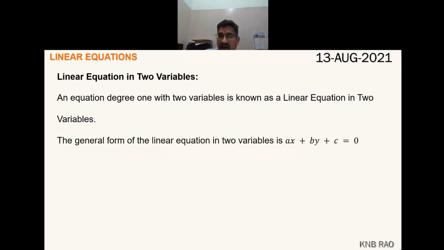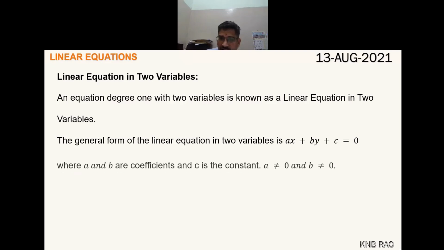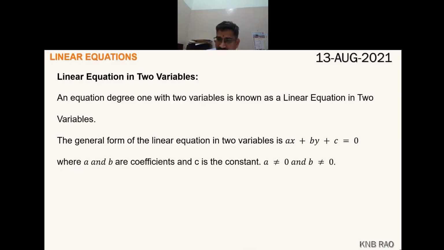The general form of a linear equation in two variables is ax plus by plus c equals 0. What are these a, b, c? A, b, c are real numbers. A is called the coefficient of the variable x, b is called the coefficient of the variable y, and c is called the constant.